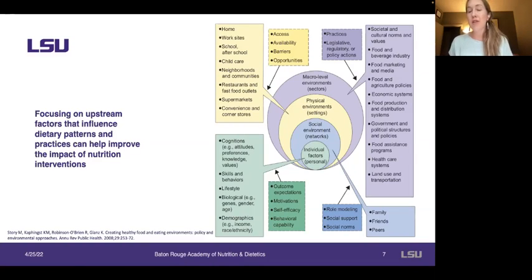And where my work falls and where this presentation is going to focus is more on the physical environments or settings where populations have access to foods. I'm mostly going to be talking about the supermarkets and convenience store settings, but it is important to note that the food environment is really anywhere that food can be accessed, and I'll get into that in just a moment.